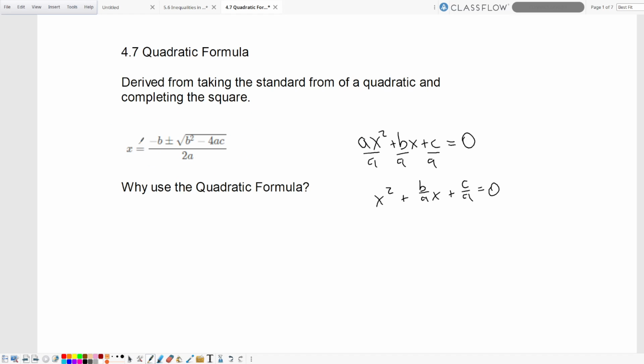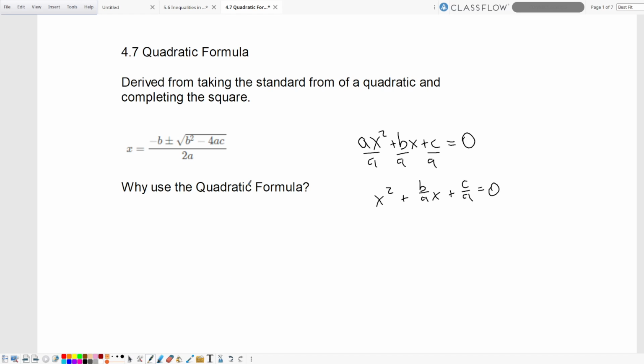They ended up with a formula where all you have to do is take your b value and plug it in, take your a value and plug it in, take your c value and plug it in, and then just work this out. I will post a secondary video where I finish deriving the quadratic formula by completing the square, if you want to take a look at that.